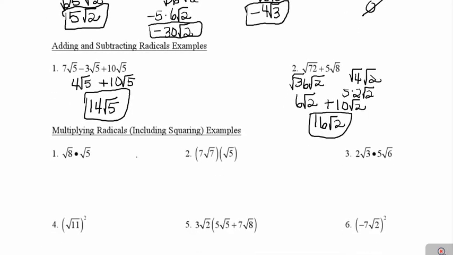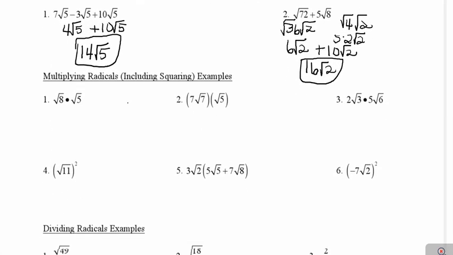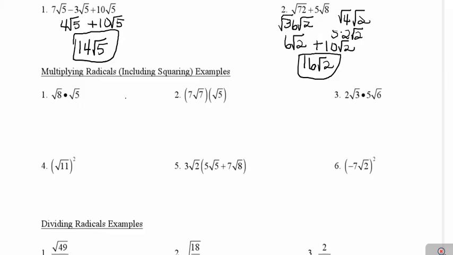Okay, now moving on, multiplying radicals, and this includes some squaring examples. This is completely different than adding and subtracting, because with adding and subtracting, they have to have the same number underneath the radical, but with multiplying, they don't have to have the same number. So you can just go ahead and multiply whatever numbers are in front of the radical together, and then whatever numbers are underneath the radical together.